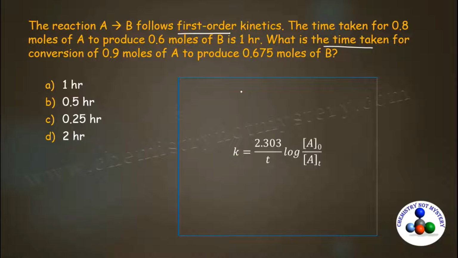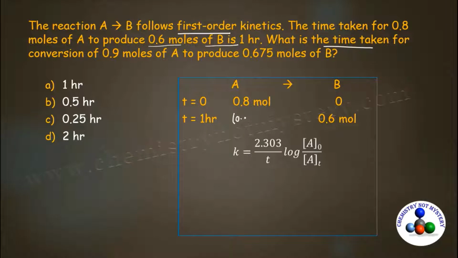Now write down the equation where A gives B. At time T is equal to 0, 0.8 moles of A is given, and after 1 hour 0.6 moles of B are produced. That means after 1 hour, how much amount of A will remain? There will be 0.8 minus 0.6 moles of A that will remain at the time 1 hour. So it is equal to 0.2 moles.